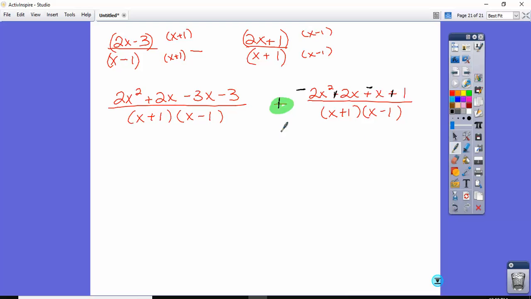Alright, now I'm just going to combine like terms. The denominators match, so we will make one big fraction. 2x squared and negative 2x squared cancel each other out. 2x minus 3x is negative 1x. Plus 2x is positive 1x. Minus x is 0, so all those x's cancel. Negative 3 plus 1 is negative 2.